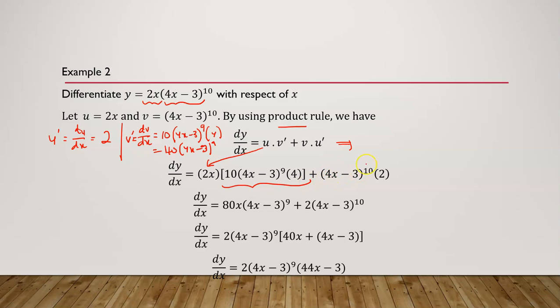And then remain v, differentiate u. So now you have two terms here. The first term is this plus another term. There are only two terms.